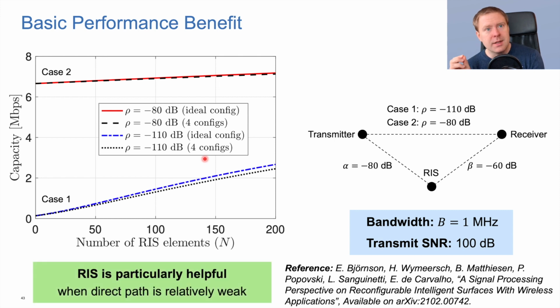The point with this simulation example is that the reconfigurable intelligent surface can improve the capacity vastly, but it's particularly happening when the direct path is poor. So we should deploy these surfaces to deal with situations when we have a bad channel to start with, in order to improve the coverage.